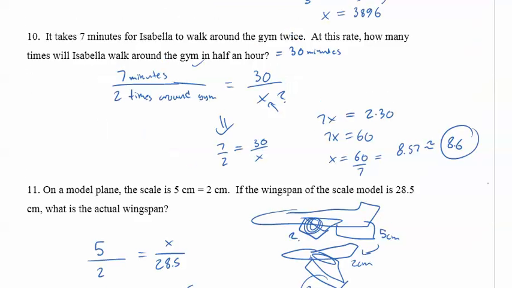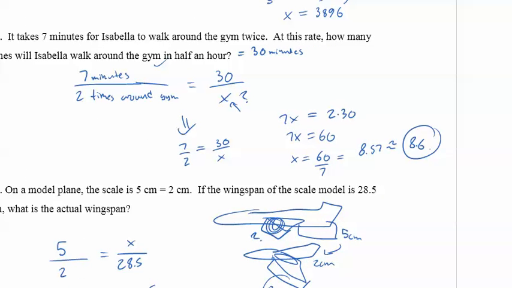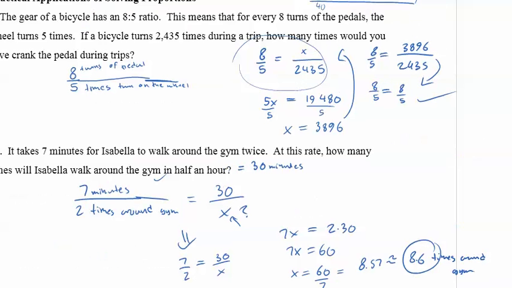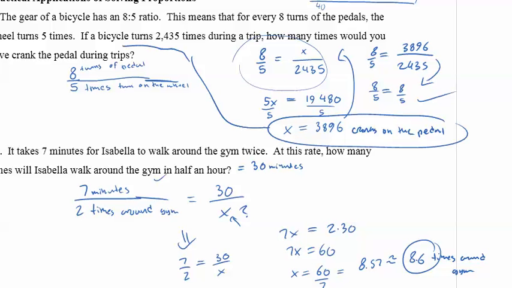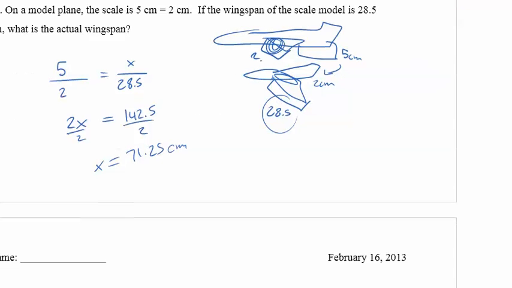And I should have written this up here, times around gym, and up here I should have said cranks on the pedal, because it was asking how many times to crank the pedal. Don't forget the units. You might lose points on that. And that is the answer.